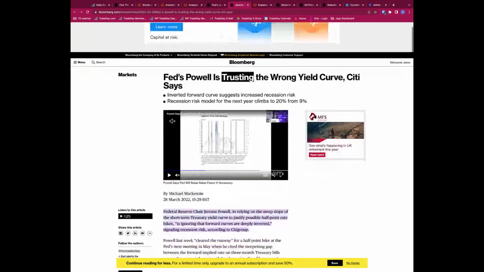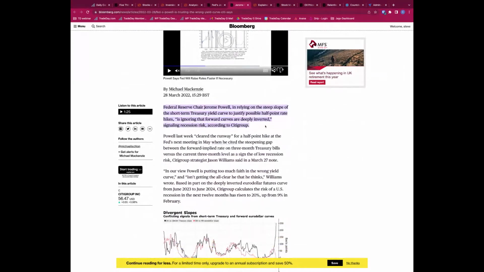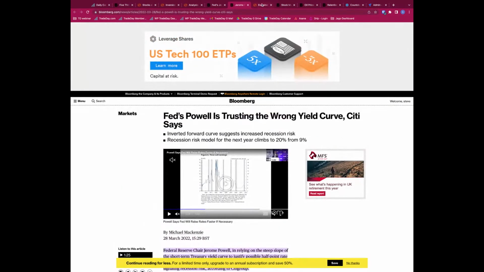They're not necessarily saying that the 2s 10s or the 5s 30s is the correct point, but they are saying that he's ignoring the forward curves, which are deeply inverted. So, signaling recession risk. A different take on it from Citi, even looking at the shorter end of the yield curve.